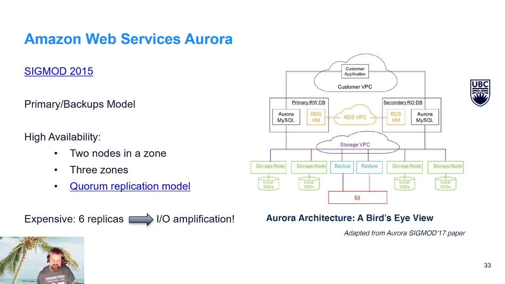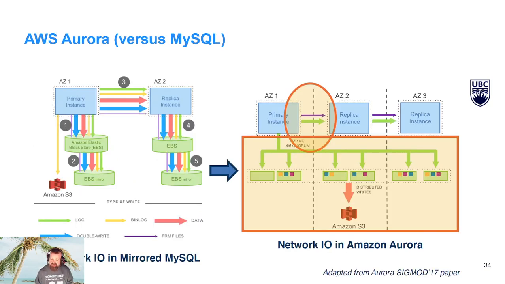The downside to this model is that we're having 6 copies of everything, because we've got 2 nodes in a zone, 3 zones, that's 6 copies. That's a lot of I/O amplification. For every change that I make, I'm writing it 6 times. Whoa, that's a lot of extra I/O. Yes, I get to parallelize this I/O, so it might not actually increase the latency significantly, but it still is a lot of extra I/O, and so that is a downside to this particular architecture.